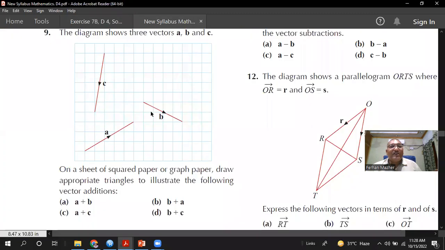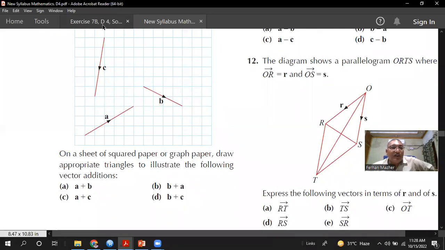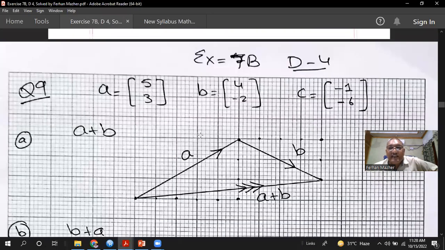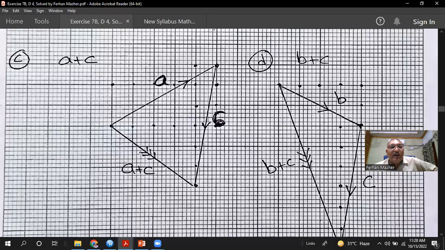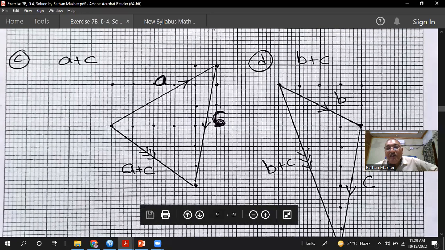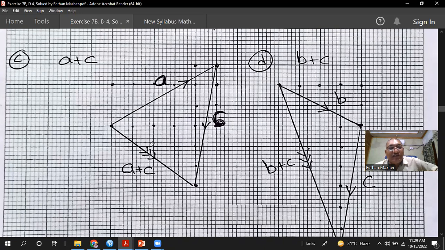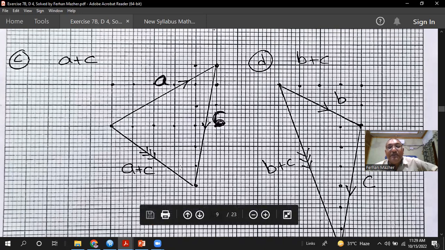Okay, the next question they're asking is to find A plus C. A is 5, 3 and C is minus 1, minus 6. First of all, I will draw A: 1, 2, 3, 4, 5, 1, 2, 3. So that is A. Then I will draw the C. It is minus 1 and minus 6. One step to the left, that's minus 1, and then minus 6 means go 6 steps downward. I will join these 2 points. So that will be the C vector. Join the tail of the first vector with the head of the last vector. That will represent A plus C.